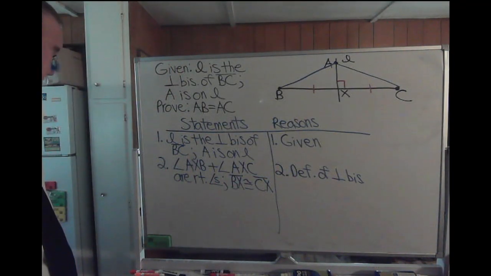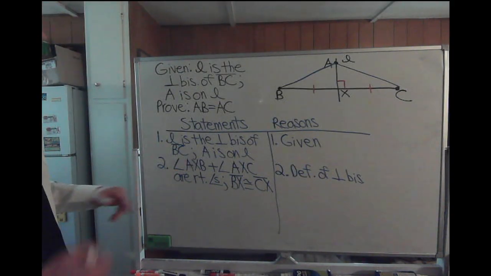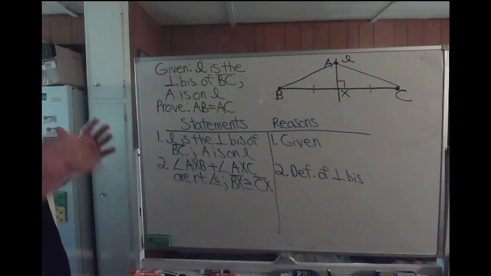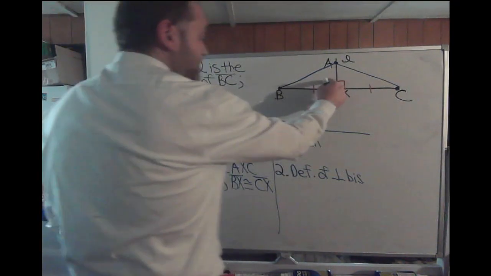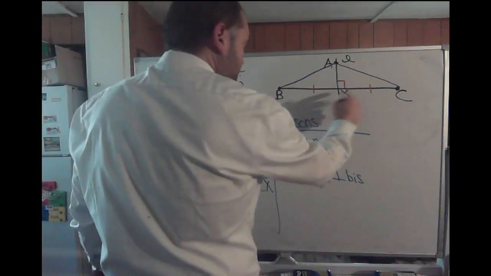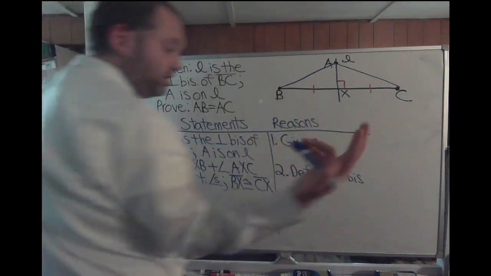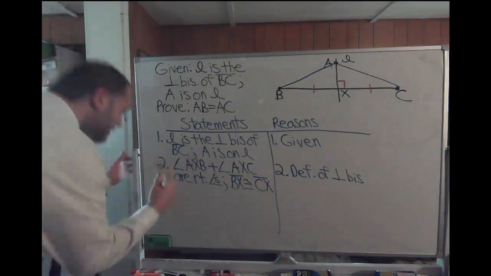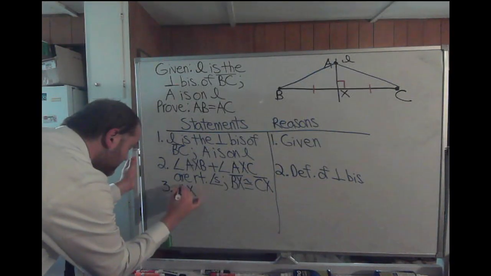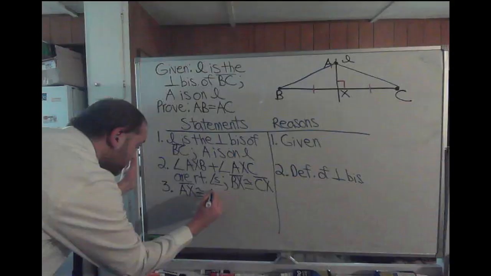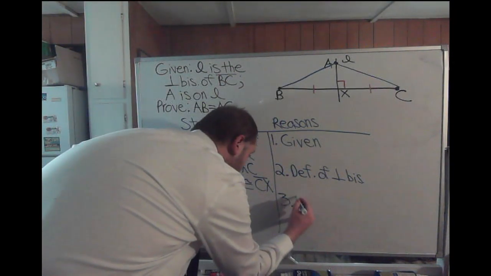Then we also have, next, where are we going to go from here? So we know we got some right angles here, right? We got congruent sides. And then isn't it true, if we're basing this on a triangle with a diagram, that AX is congruent to AX? That's of course by the reflexive property. So AX is congruent to AX by the reflexive property.